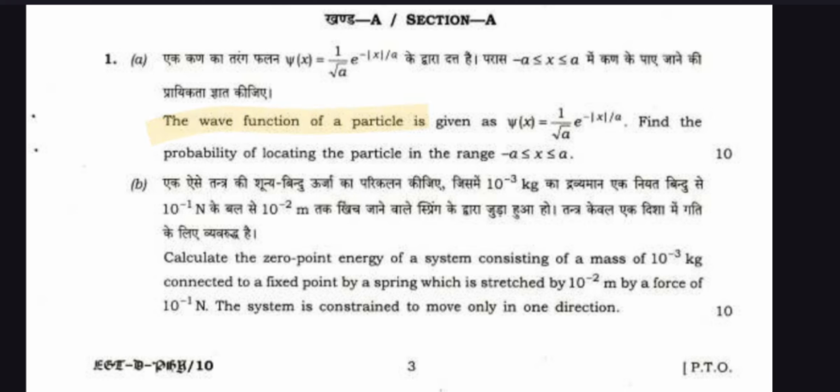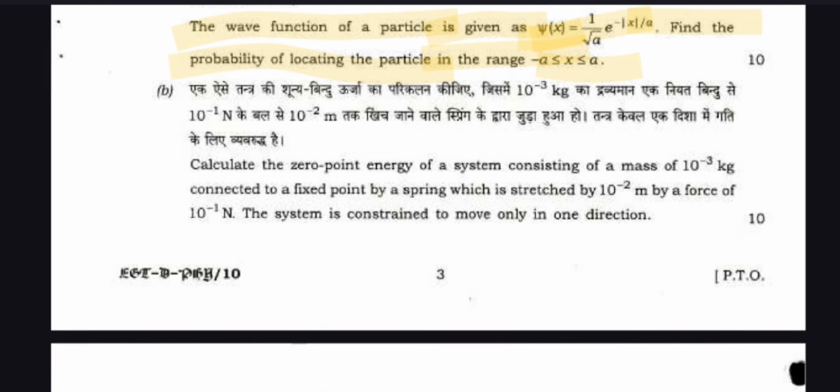The wave function of a particle is given as phi(x) = 1 by under root a, e to the power minus x by a. Find the probability of locating the particle in the range minus a less than x less than a. And question number b is here.